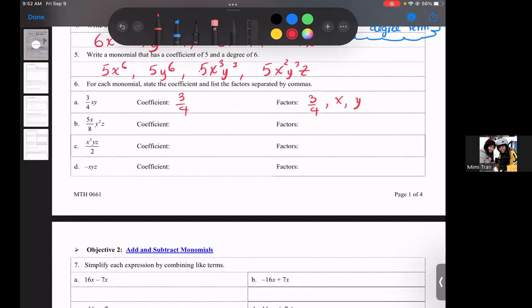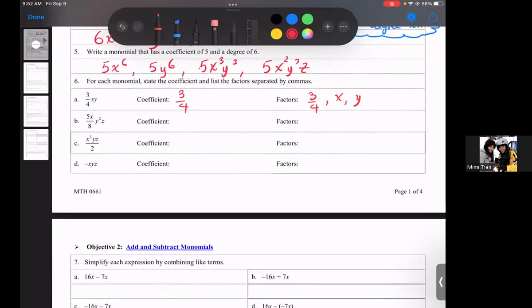I'm glad I walked around to see how you guys do. You kind of get it-ish, but math is certainty. You either got it right or got it wrong, right? So what does coefficient mean? It's just the number, no letter attached. So let's do the coefficient for all of these first. B will be what? 5/8. Remember, the coefficient is just the number in front of the letters.